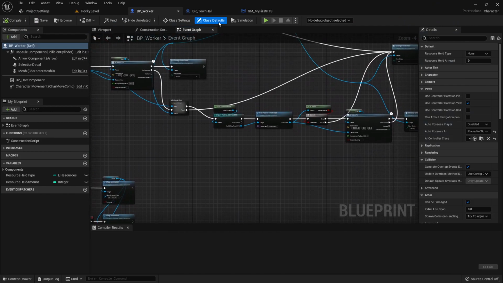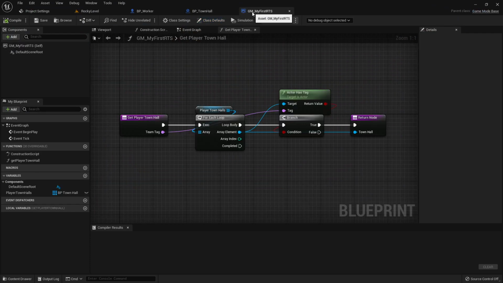Another concept we used for the first time was the tag system. In the game mode, we used a tag to differentiate between the different teams that will play against each other during an RTS game. For example, the blue team against the red team. You see what I mean?